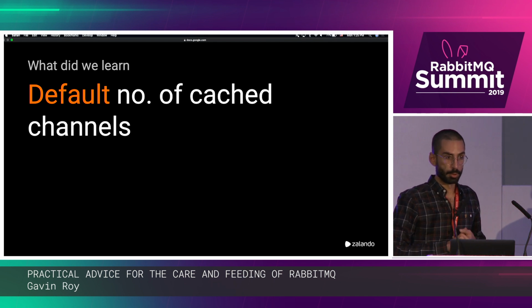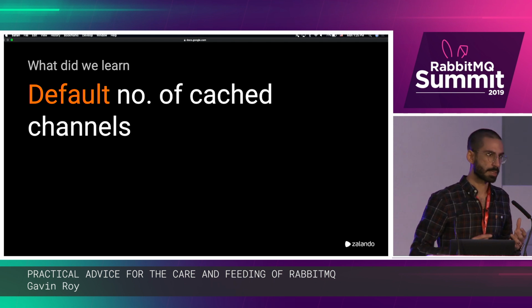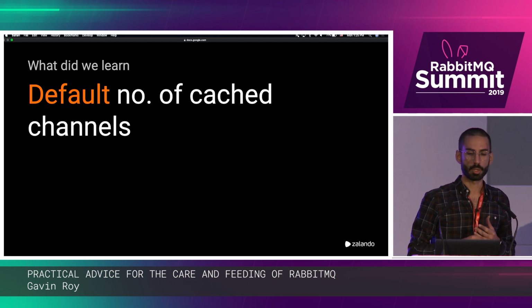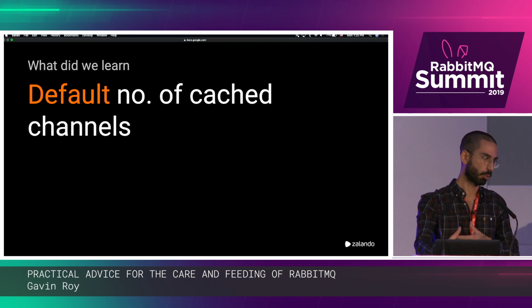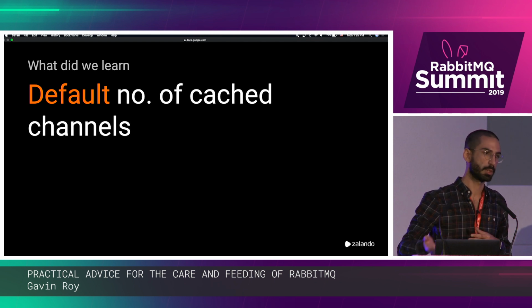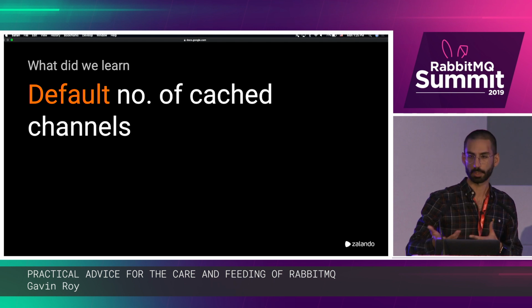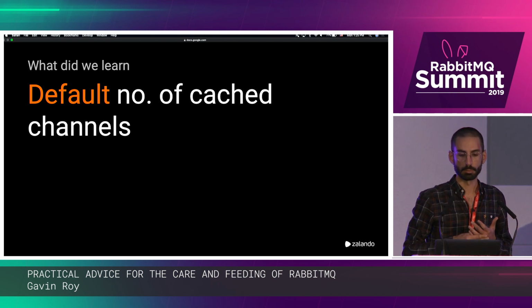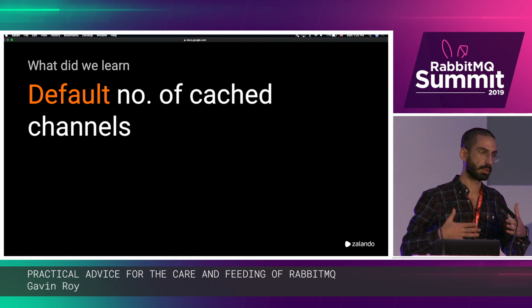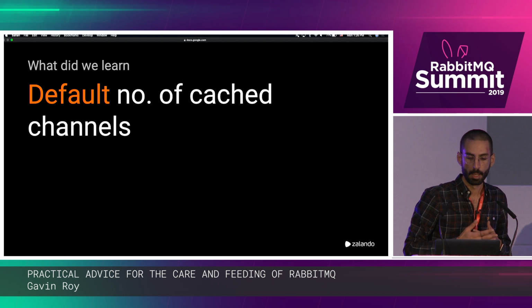Another learning that we have is the defaults of the number of cache channels. So a little bit of context around channels. RabbitMQ generally has a long-lasting TCP connection from the application to the broker itself. And within every connection, you can multiplex this into multiple channels, and that gives you either a higher throughput while publishing or a higher throughput while consuming. It's generally recommended that you have a single connection and utilize multiple channels within your application.